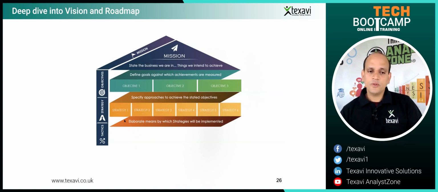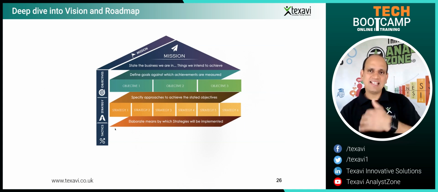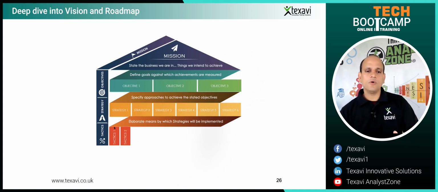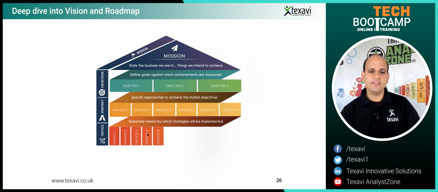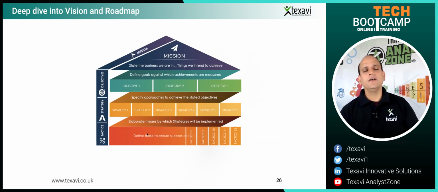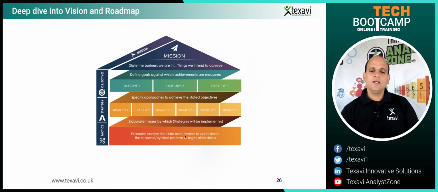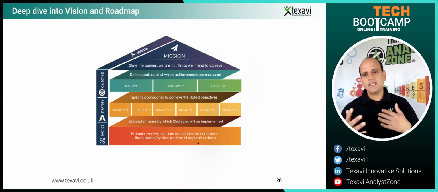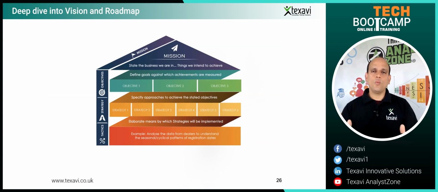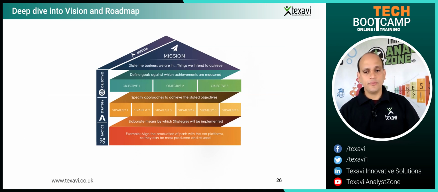And once you define that strategy, then you go for the tactics, which is the next level. That's the tactical way of achieving that strategy. It is one level below. It's the middle management, and then the project managers and program managers who operate at this tactical level. You can have multiple tactics for achieving the strategy, and this is for each of the strategies. Say, analyze the data from dealers to understand the seasonal patterns of registration dates. So we decided that we'll go after the pre-registration date. If that were the case, we need to understand what time period is usually the registration time, so we need to research that.